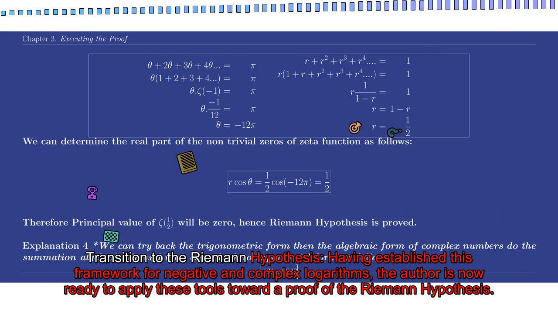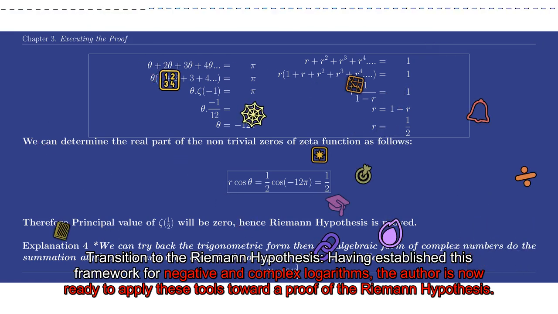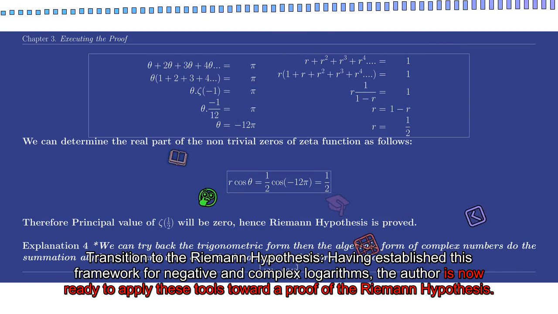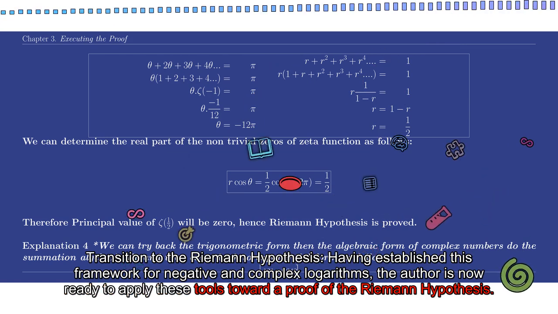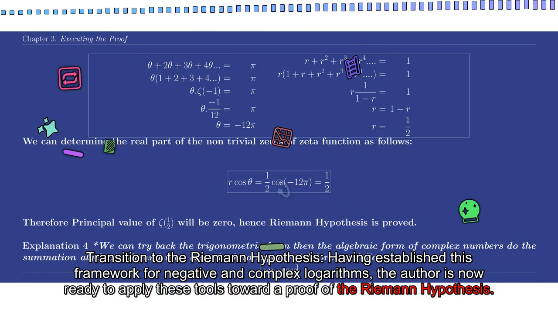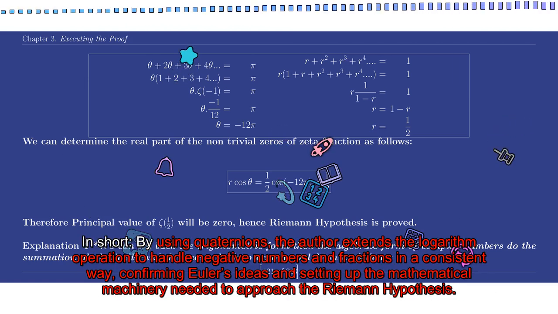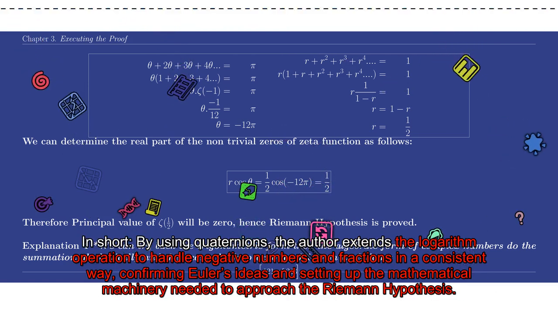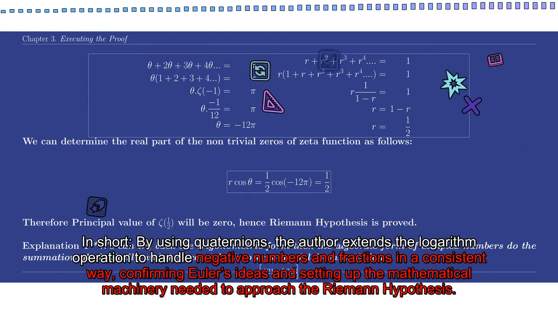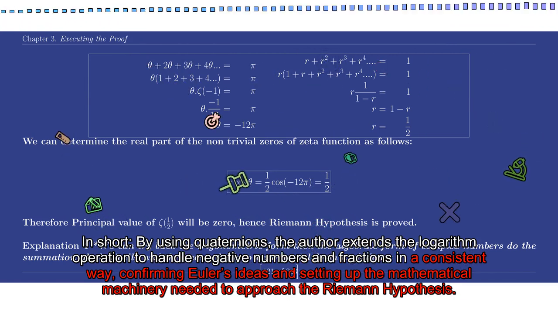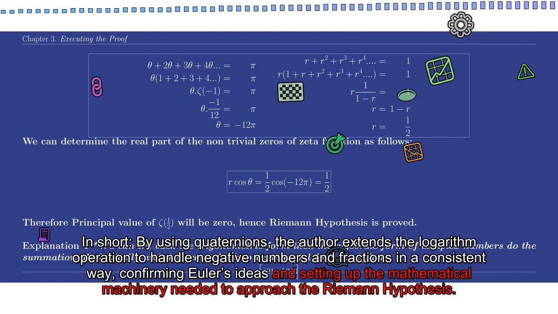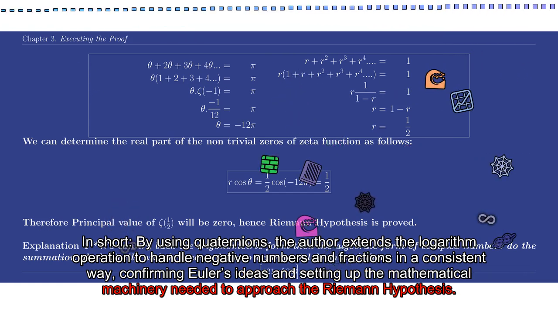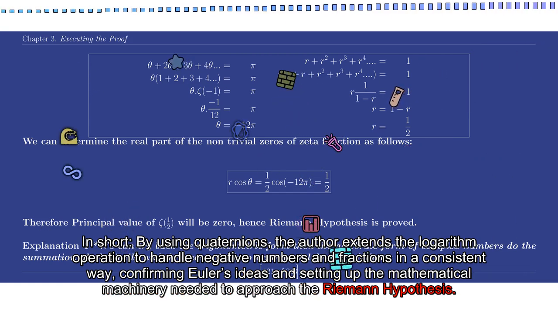Transition to the Riemann hypothesis. Having established this framework for negative and complex logarithms, the author is now ready to apply these tools toward a proof of the Riemann hypothesis. In short, by using quaternions, the author extends the logarithm operation to handle negative numbers and fractions in a consistent way, confirming Euler's ideas and setting up the mathematical machinery needed to approach the Riemann hypothesis.